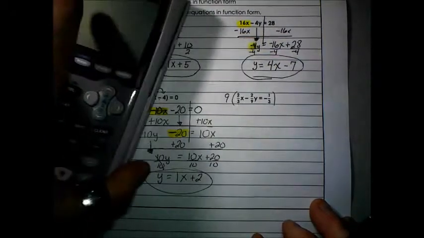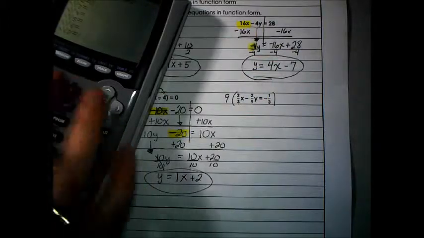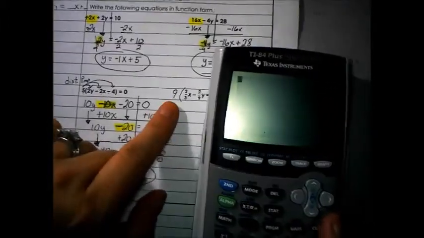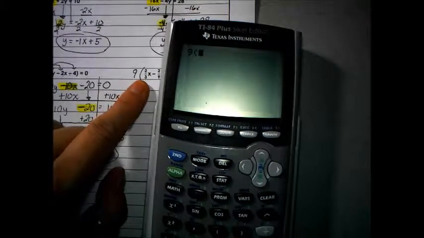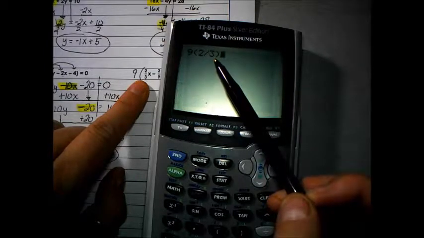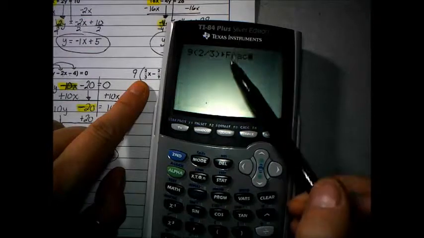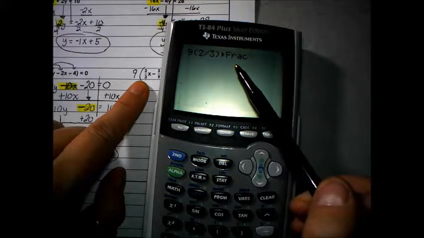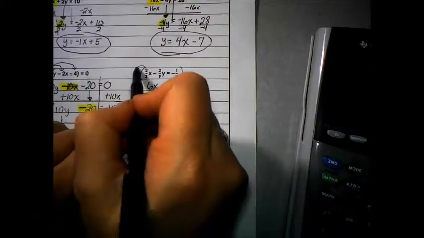Now, I'm going to grab my calculator for this so I can actually see what's taking place. So here, I'm going to do 9, parentheses, 2 divided by 3 in this fashion, and I want it to be a fraction, so I'm going to hit my frac button and enter, and my answer is a 6. So that's 6x when I multiply here. I'm going to do the next one.